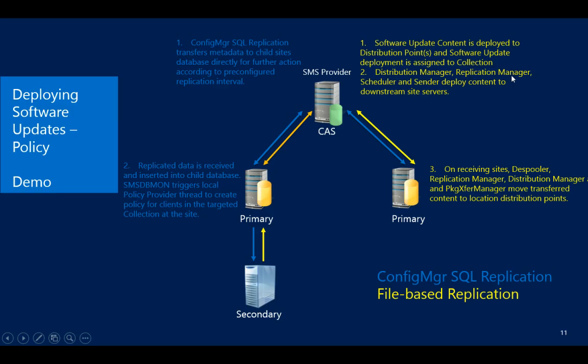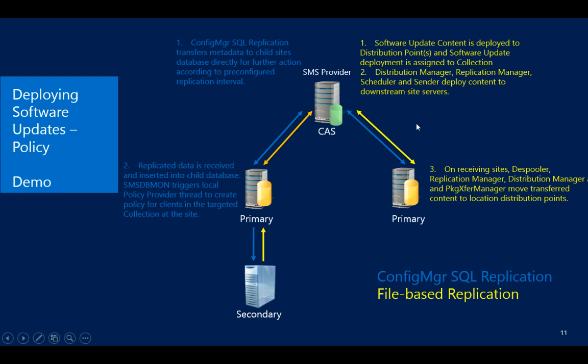Distribution manager comes into play. Replication manager, scheduler, and sender ultimately are involved to deploy the content to the downstream site server. Sender sends it down, right? On the primary site, there's components, despooler, replication manager, distribution manager, that receive and act on the content. Despooler receives it, unpacks it, hands it over to the various components, and the distribution manager, if it's a local distribution point, just copies it out, right? Or if it's a remote distribution point, hands it over to package transfer manager, which will then be responsible for moving it to the correct remote distribution points, right?